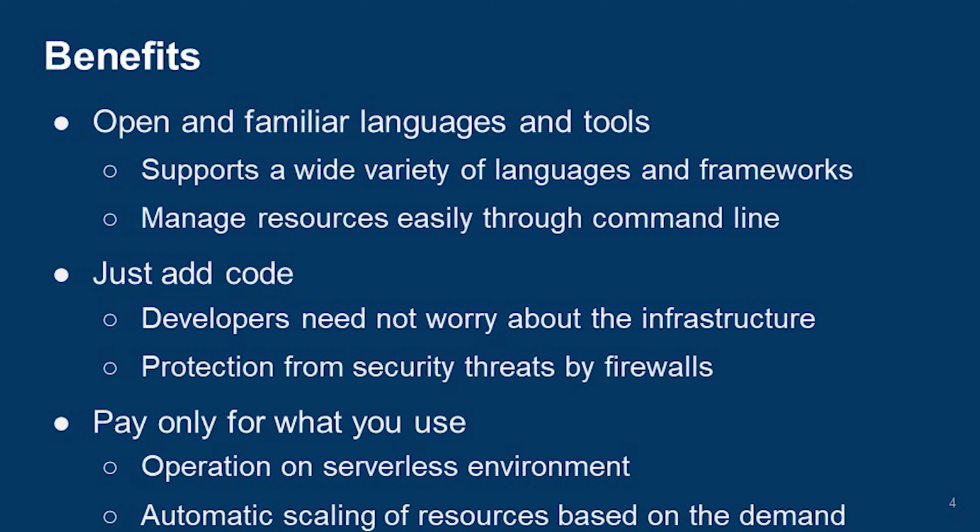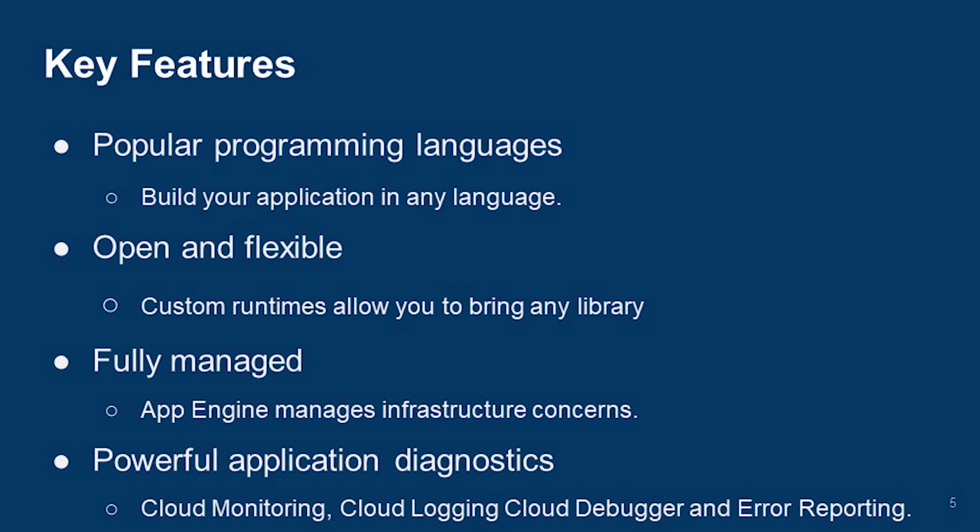Now let us see the key features of the Google App Engine. The main features include that the App Engine supports all the popular programming languages. It lets the developers build their application in any language of their choice. The next feature is it is open and flexible, which means that the custom runtimes allow you to bring any library into your code and you can use them in the way you like to code. The next feature is, Google App Engine is fully managed, which means that App Engine manages infrastructure concerns, that is the developers need not worry about the infrastructure they are running the code.